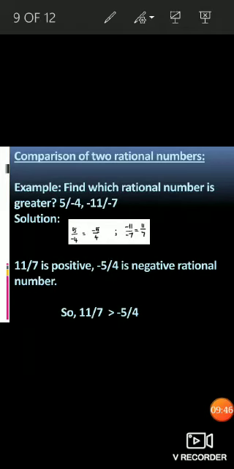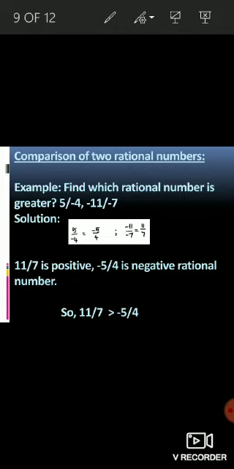And the third topic is comparison of two rational numbers. So how to compare two rational numbers? I will move directly to a sum, then you can understand. Find which rational number is greater. We can do it in two different methods. First we will see one.